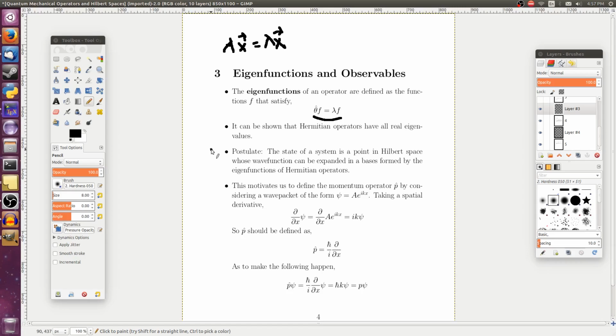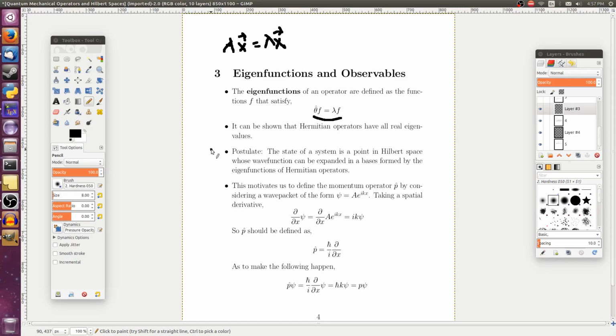And that wave function can be expanded in a basis formed by eigenfunctions of Hermitian operators. So that is a lot of words. But what it just means is that given any state that you can think of, you can build that state using the eigenfunctions of your operators. So that probably didn't make it sound much better, but as we do more concrete examples, for example, in the next video, that statement's going to make a lot more sense.